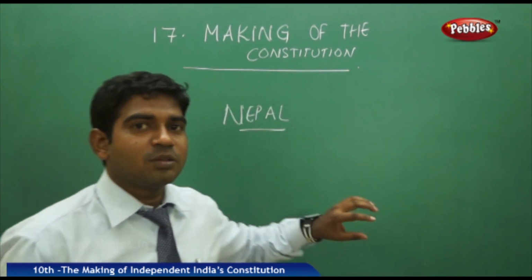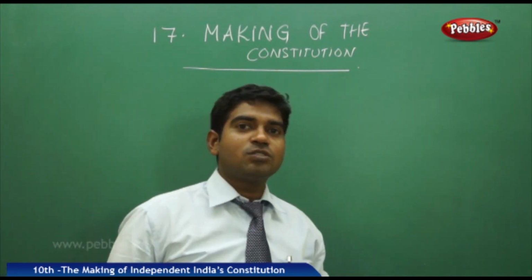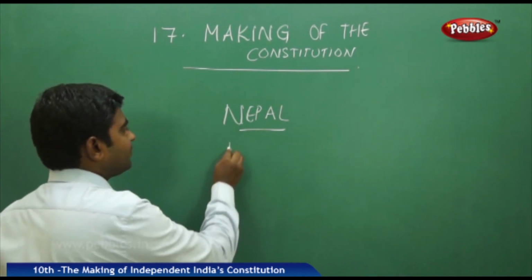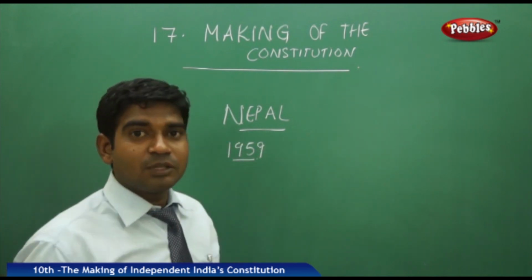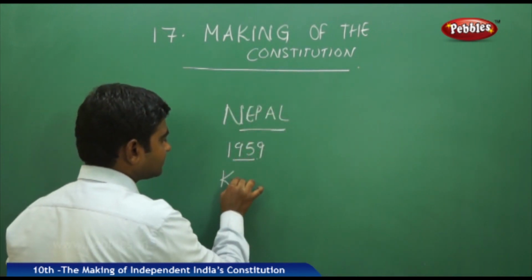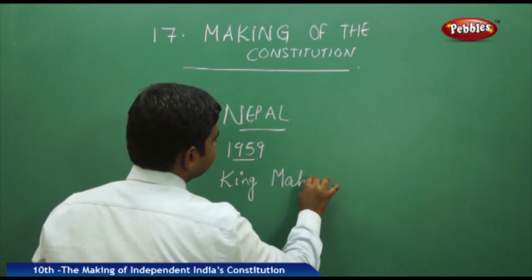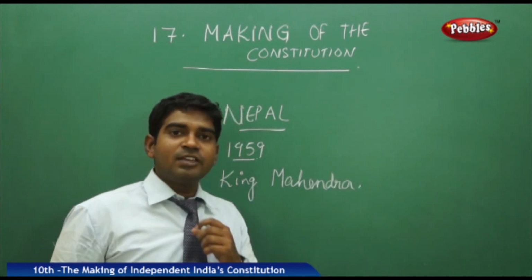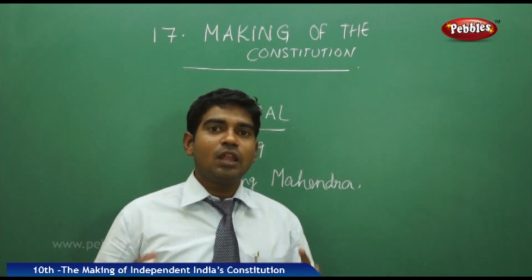Now moving on to the background of Nepal. What happened in Nepal exactly? To understand Nepal's constitutional background, we have to understand clearly what is happening in Nepal. So in Nepal in 1959, we got a revolt. The people started to revolt against the king. The king's name is King Mahendra.